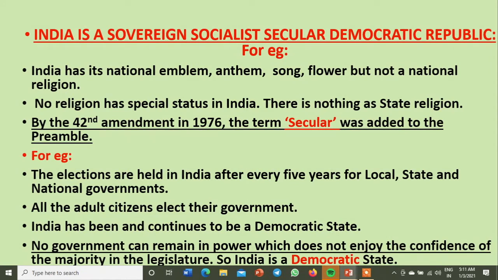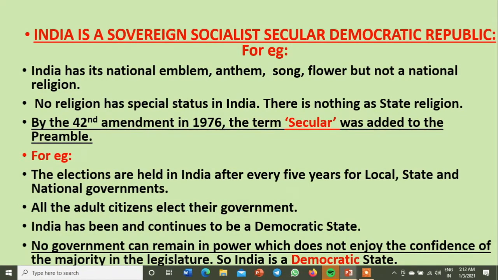The example is that elections are held in India after every 5 years for local, state, and national governments. Yes, we have three levels of government. At the local level, we elect the councillors and their head becomes a mayor. At the state level, we elect the state assembly members and their head becomes a chief minister. And at the national level, we elect the members of parliament and their head becomes a prime minister. So these governments run different areas.